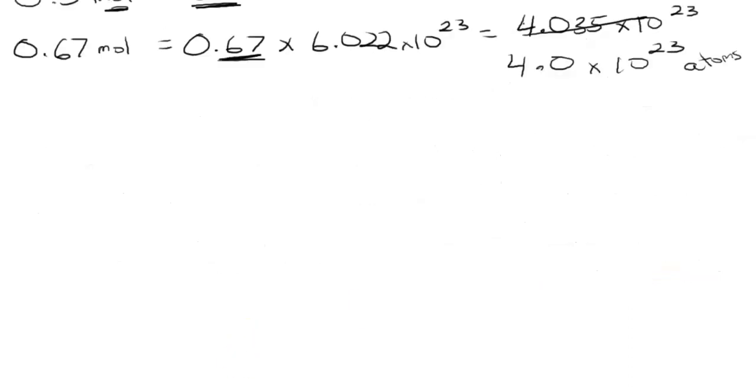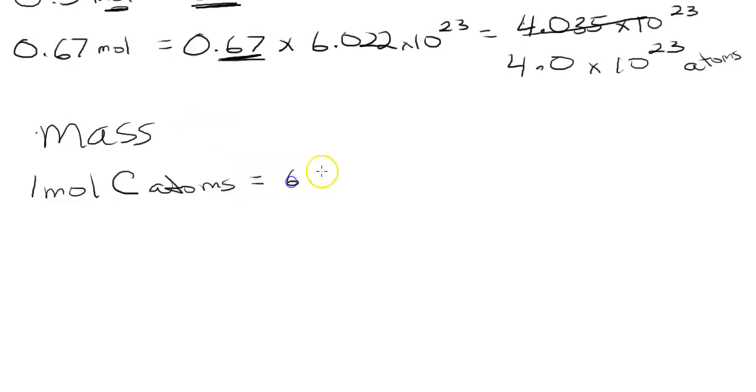So the next thing you can do is work in to all of that, how much something weighs, right? The mass of something. So let's say I have 1 mole of carbon atoms. We'll just go with that. 1 mole of carbon atoms. That means I have 6.022 times 10 to the 23rd carbon atoms. But how much does that weigh, right? What's the mass in grams?